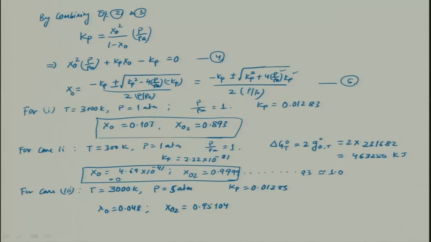So, what is happening when you compare? That means x_O was higher at 1 atmosphere pressure and it is lower at higher pressure, and vice versa. That means x_O2 is higher at higher pressure.